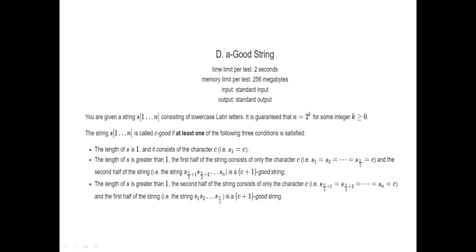The length of s is 1 and it consists of the character c. So if the string consists of only the character c and its length is 1, then it is c-good. Otherwise, if the length of s is greater than 1, then the first half of the string should consist of the letter c and the remaining half should be a c+1 good string. Or otherwise, the other case arises that the last half consists of all the characters c, and the first half is a c+1 good string.